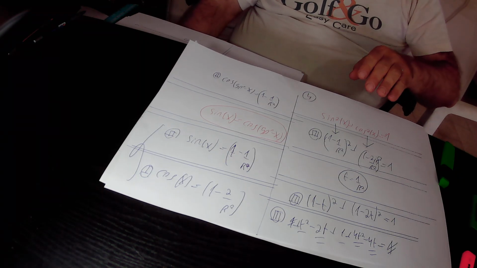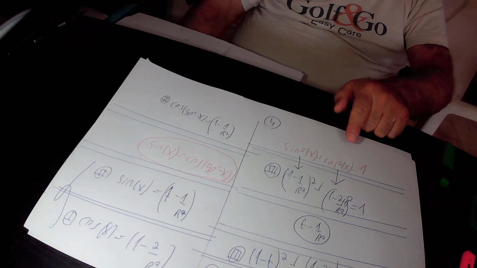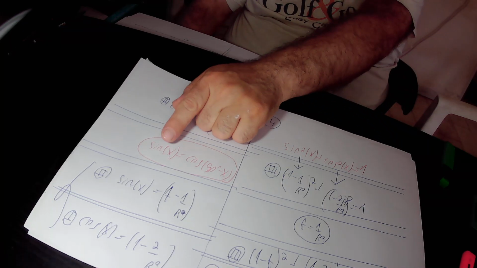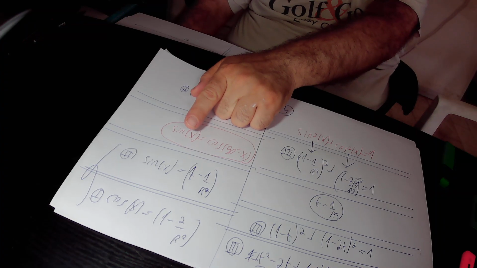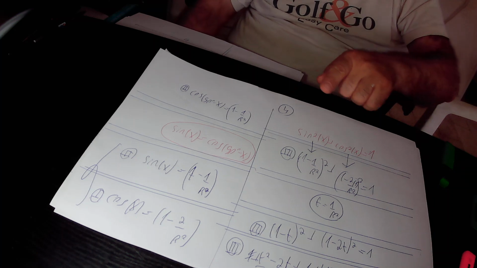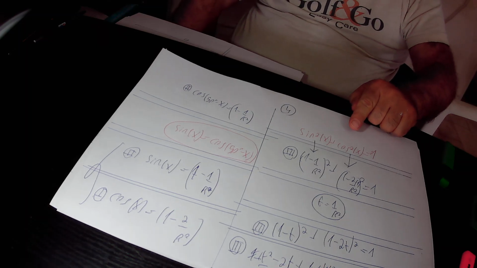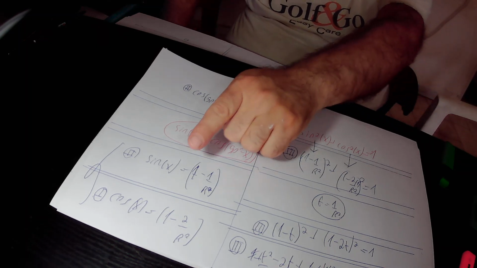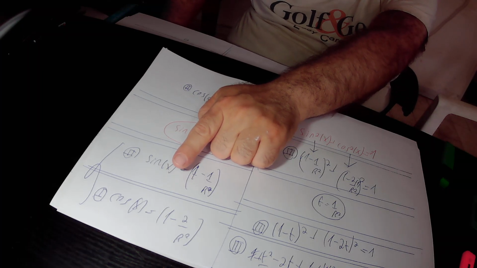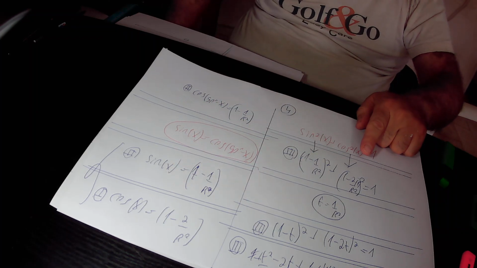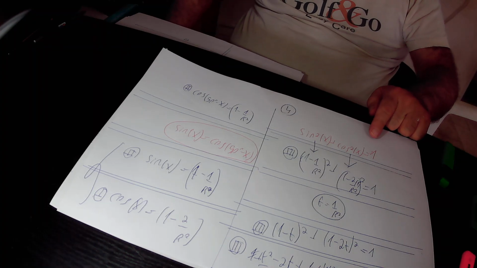In the next step, use the trigonometric identity that states that sin squared x plus cosine squared x equals 1. According to equation 2, sin of x equals 1 minus 1 over r squared, so sin squared x will be equal to (1 minus 1 over r squared) squared. And we also have plus cosine squared x. According to equation 1, cosine x equals 1 minus 2 over r squared, so cosine squared x will be equal to (1 minus 2 over r squared) squared. And according to this trigonometric identity, this equals 1.